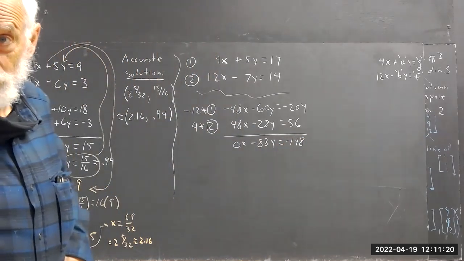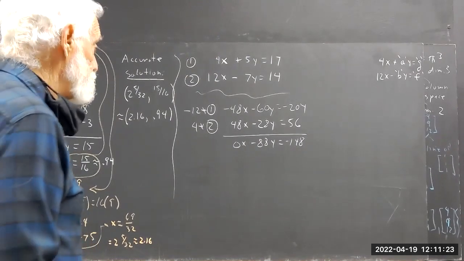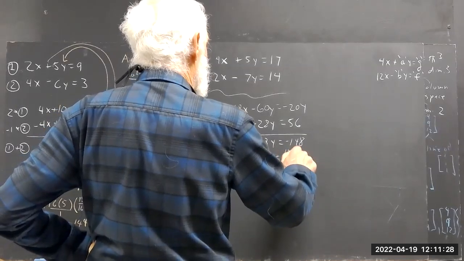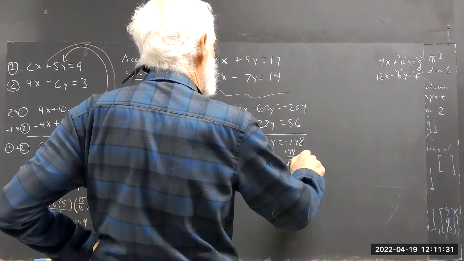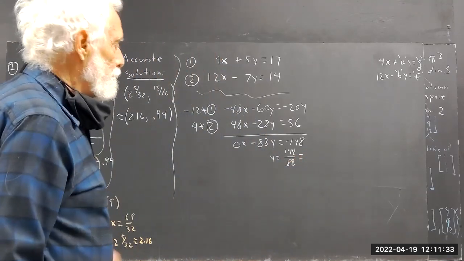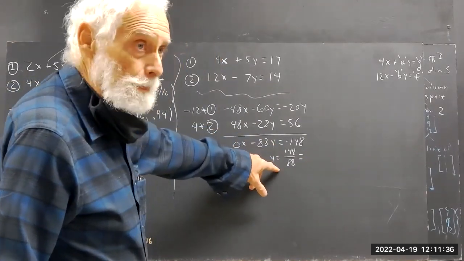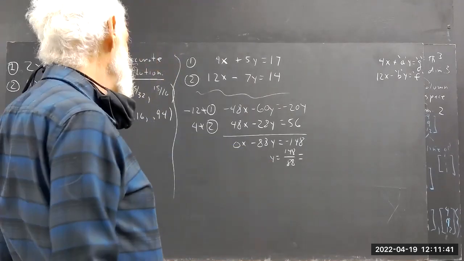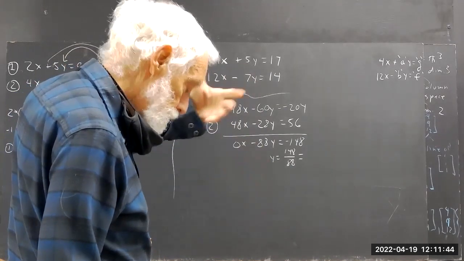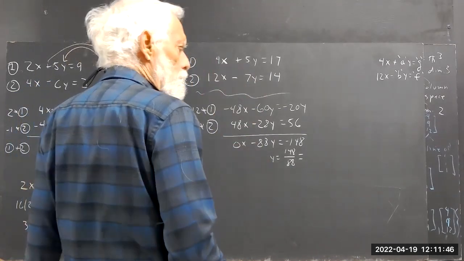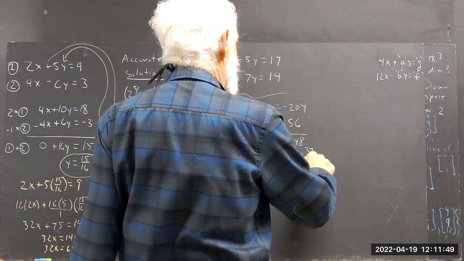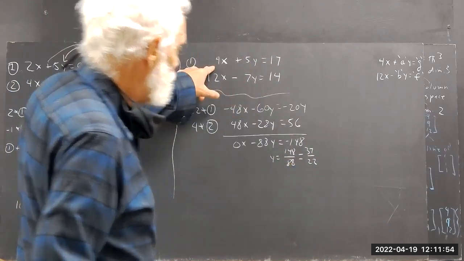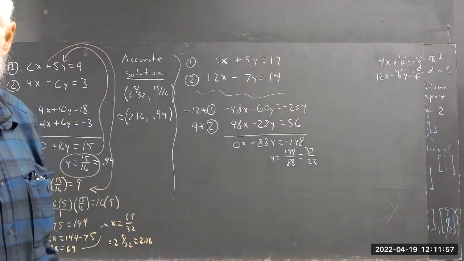If I did my arithmetic right, I think it's right. And we solve this, we get y equals then 148 over 88. Now that reduces, you can certainly divide 148 and 88 both by 4. Okay, and you would get 37 over 22. And then we can plug that back into either equation and solve for x.